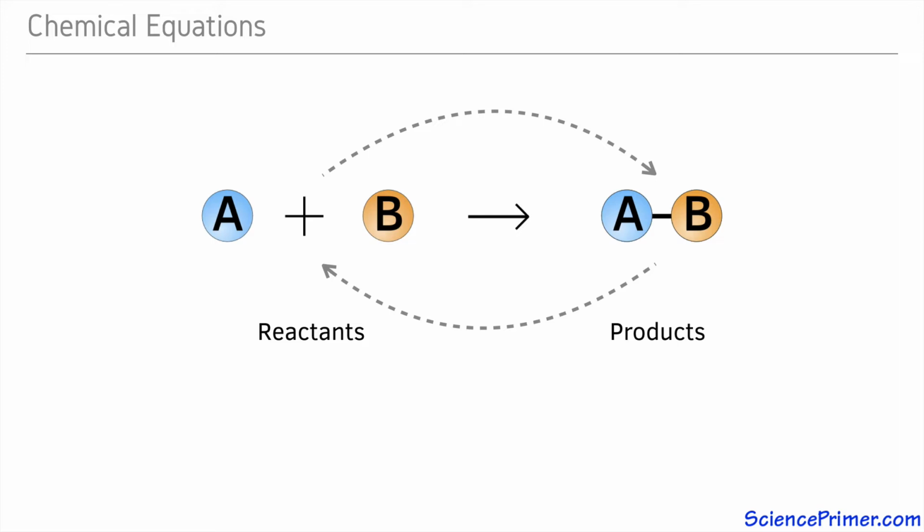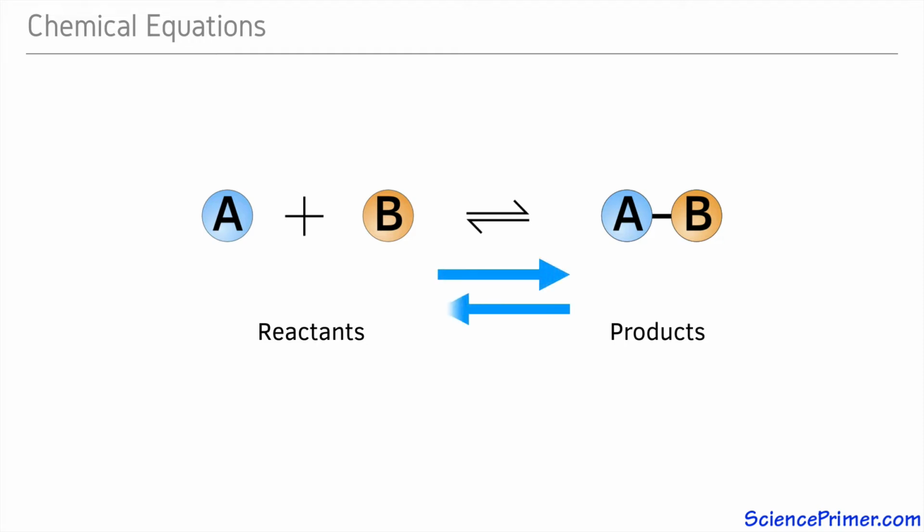To indicate this back and forth between products and reactants, the equation is drawn with a bidirectional arrow showing that at equilibrium, the reaction is occurring in both directions. The concentration at which the reaction is going forward and backward at the same rate is called chemical equilibrium. And the concentration of the products and reactants at equilibrium depends upon a number of things, including how energetically favorable the electron arrangements are in each compound.